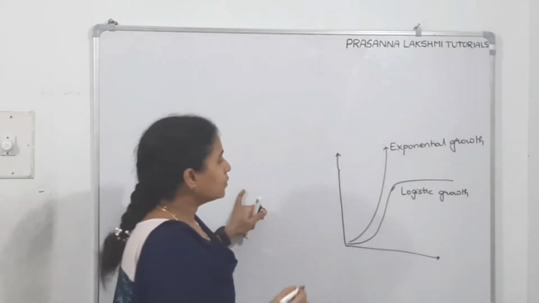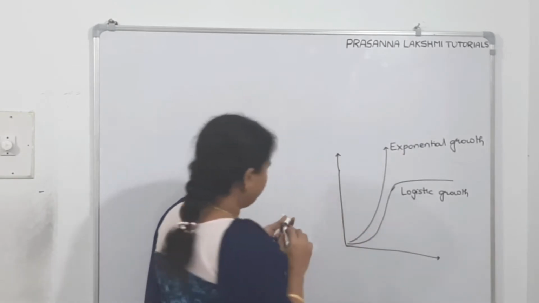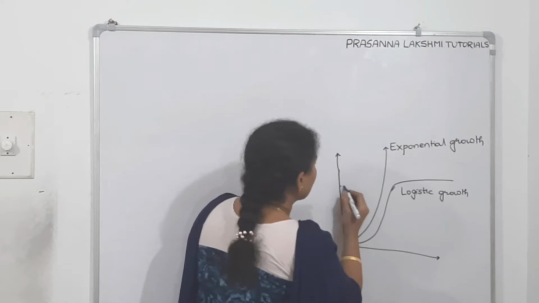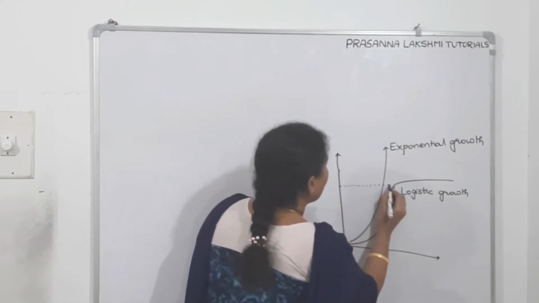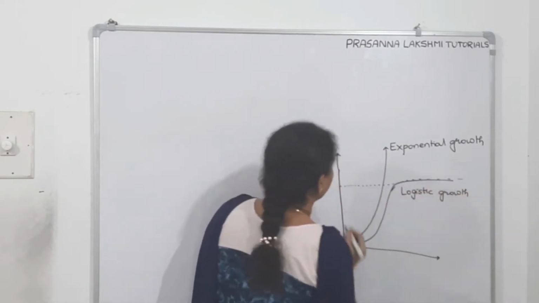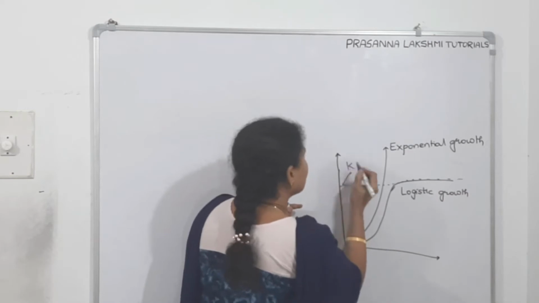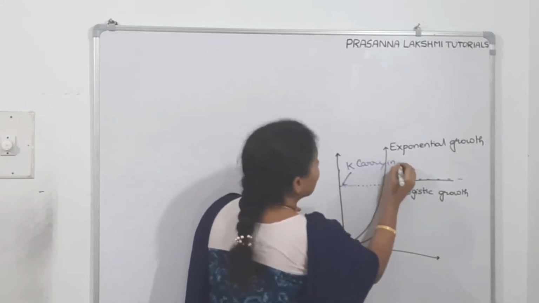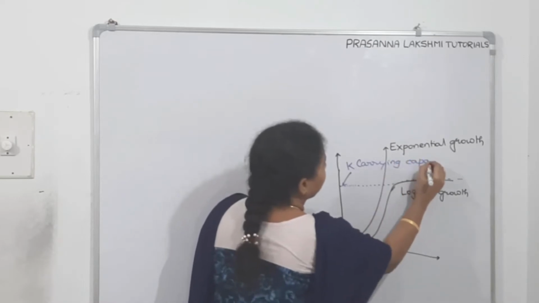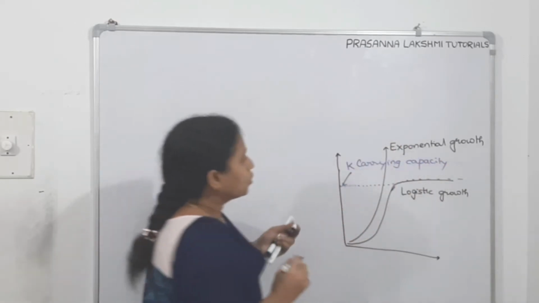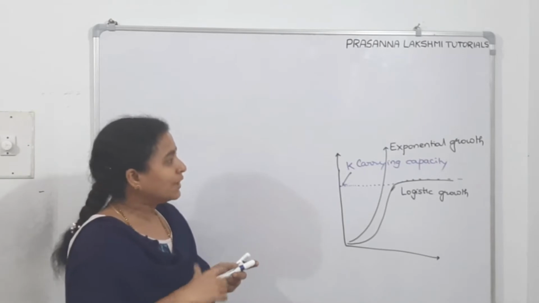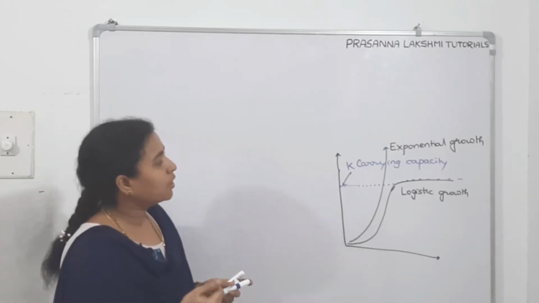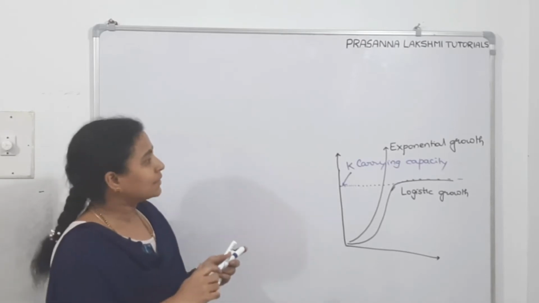Now here, if you see, what is this one called? This is the carrying capacity. In the logistic model, we tell that at carrying capacity, they are at equilibrium. So what is this called? This is K. What is K? K is carrying capacity. So in exponential growth, we tell that the organisms grow beyond the carrying capacity. But in the logistic model, they stop at carrying capacity.